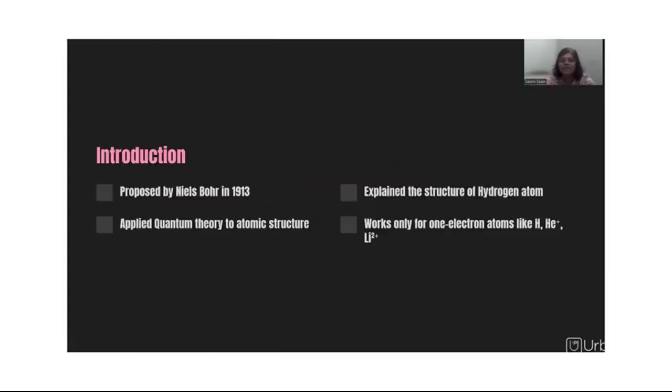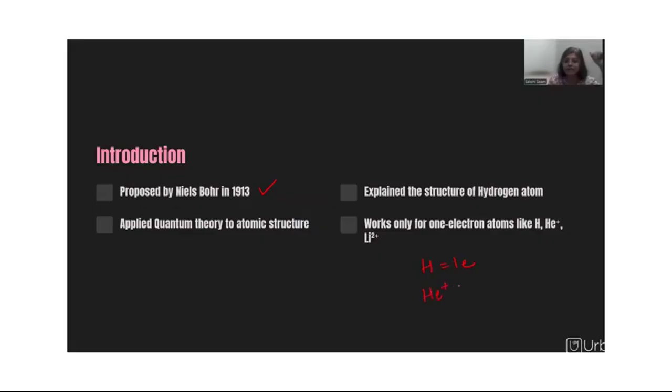Basically this model was proposed by Niels Bohr in the year 1913, and he explained the structure of hydrogen atom. He also said that this model of an atom that we're going to study today works only for atoms that have only one electron. For example, hydrogen, we know it has one electron.